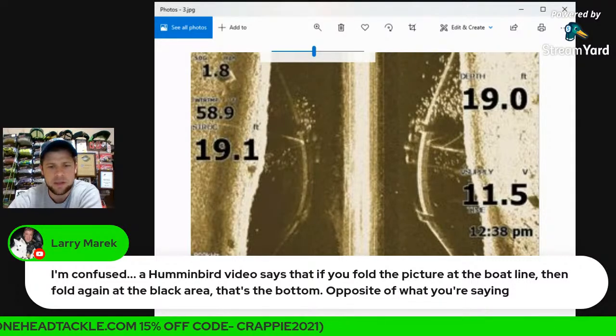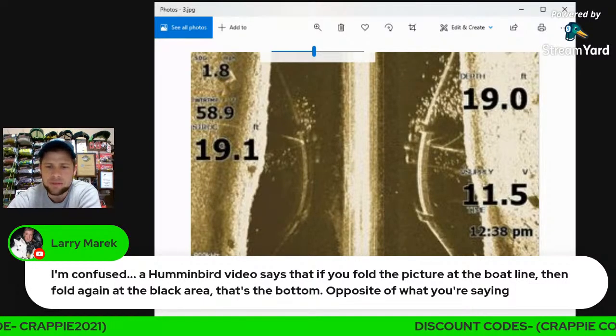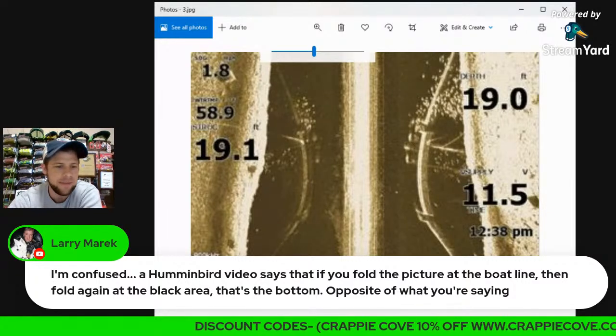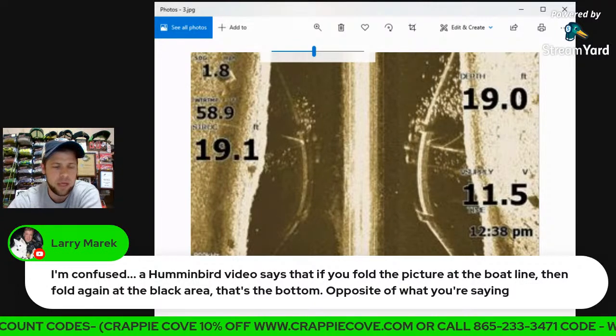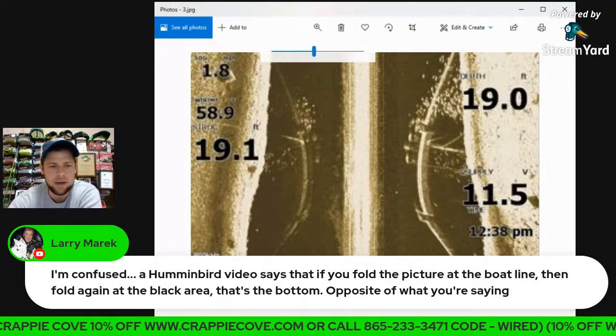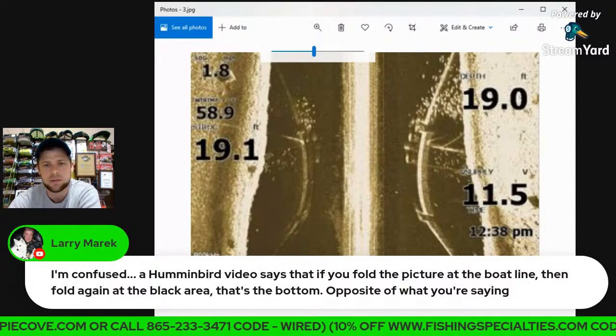Here's your 0. Here's 10, 20. That's about 23 feet to where you meet the bottom. And that's 23 feet on the other side to where you meet the bottom. Okay, so you're looking in your down image, you're looking at 46 feet of water right here.